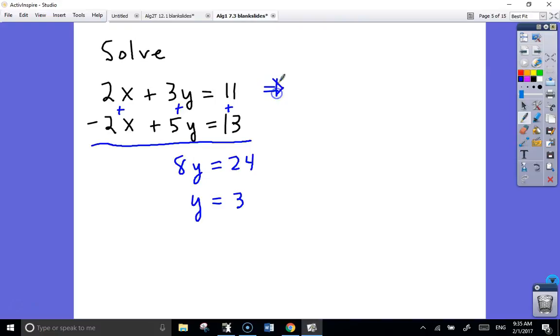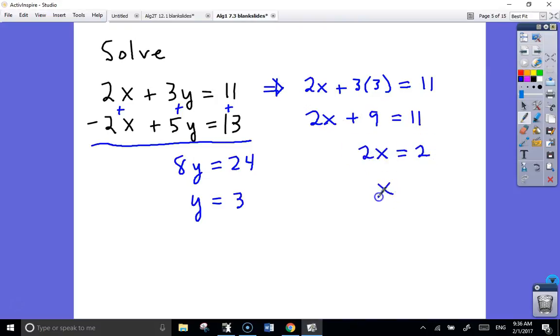And we're going to get 2x plus 3 times 3 equals 11. 2x plus 9 equals 11. Subtract 9. 2x equals 2. x equals 1. Okay, so now we're done. We got the x and the y coordinates. The point, the solution is (1, 3).